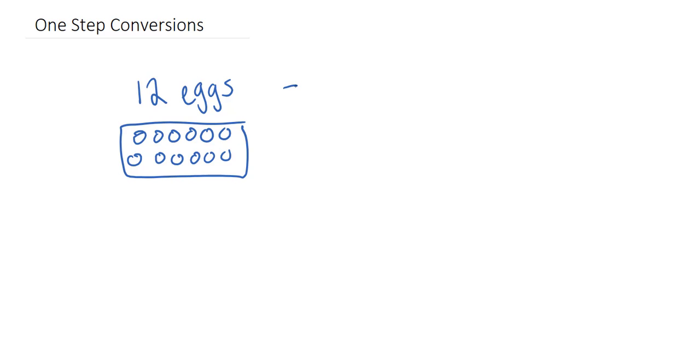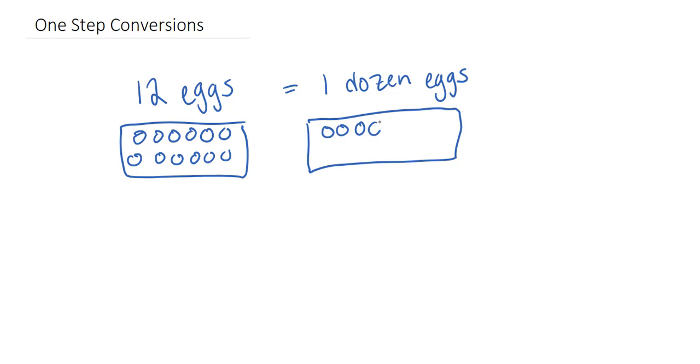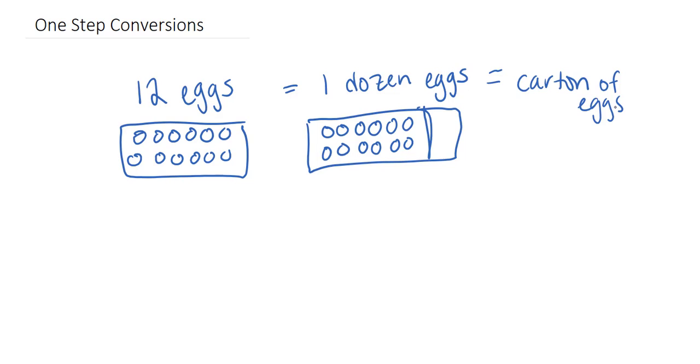But another way we could say that is there's 1 dozen eggs. That means the exact same thing. 1 dozen means 12. If you ask for a dozen eggs, you're going to get this, the same thing, just a little bit bigger container. And another way we can also say it is there's a carton of eggs. So it means the same thing. These three different things mean the exact same thing.